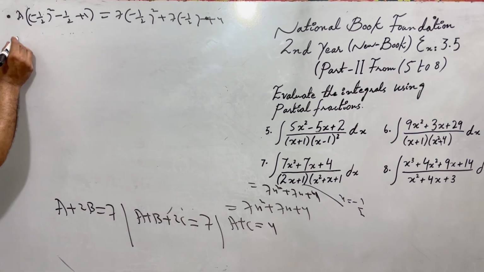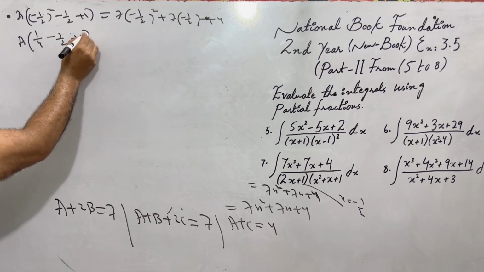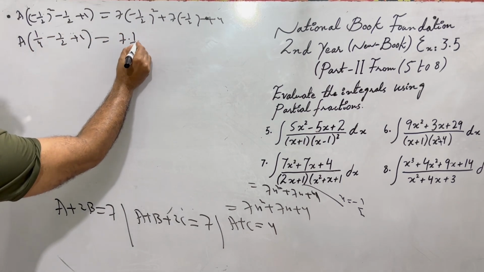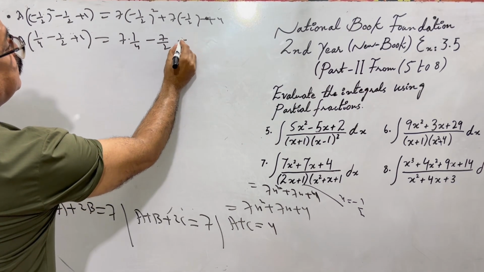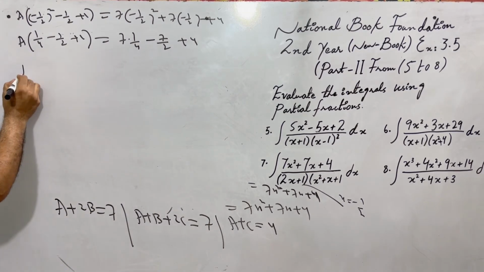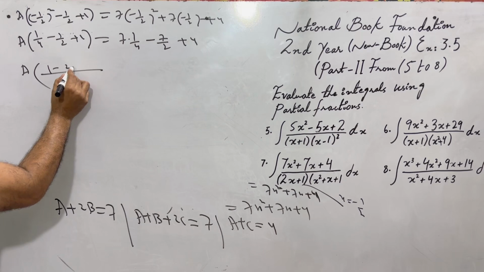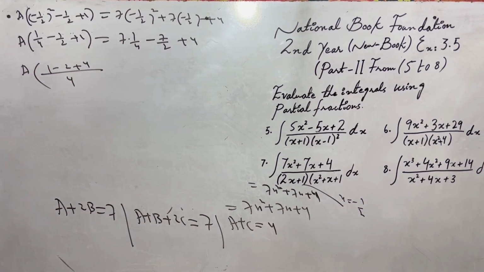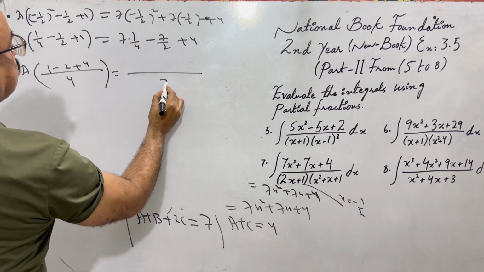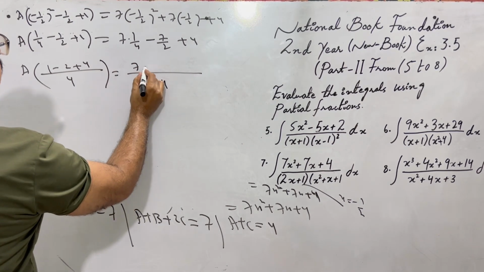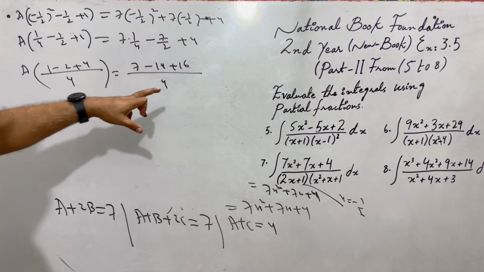It will become 1 over 4 minus 1 upon 2 plus 1 is equal to 7. 7 into 1 upon 4 minus 7 over 2 plus 4A. In that case, 4 is our LCM: 1 minus 2 plus 4. Here, 4 is also our LCM. It will become 7, 2 7 the 14, 4 4 the 16, 4 LCM.